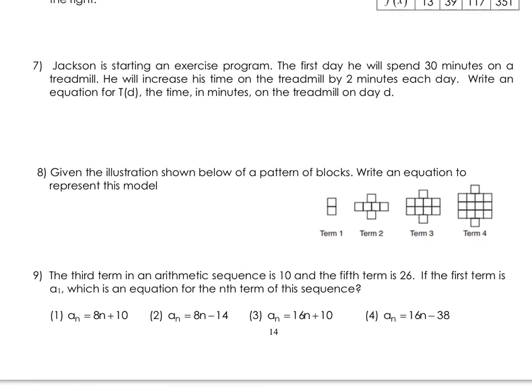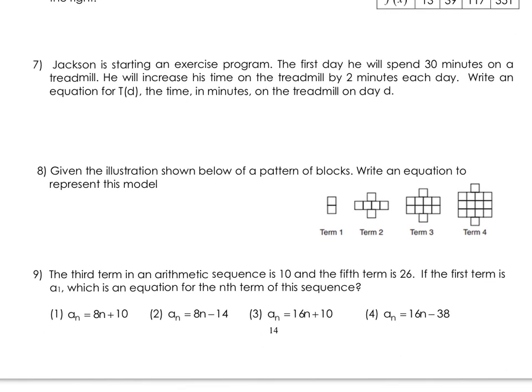Number 7 here, Jackson is starting an exercise program. This is a word problem, so you need to read through here and find out, okay, well, what is my input and my output? So what are the values that I need to use for that? This one is a little tougher because it's a sequence here, but these are just the terms. These are your x's. In goes which term I'm looking for, out comes the number of blocks. So x would be 1, 2, 3, and 4, and then your y would be how many blocks in each diagram.